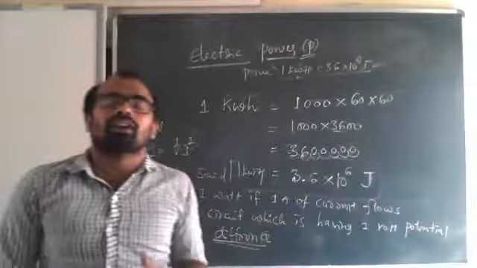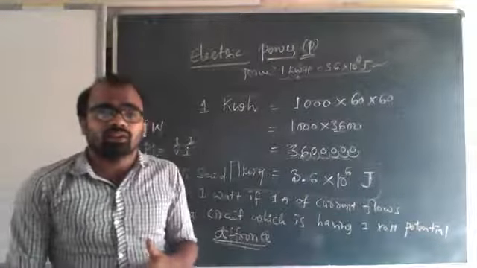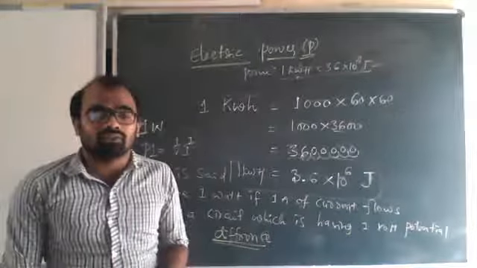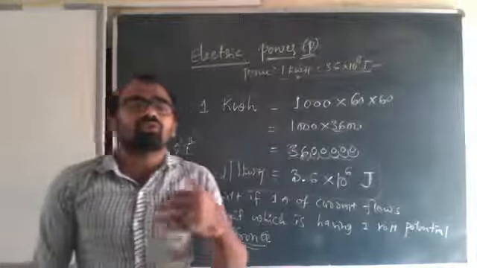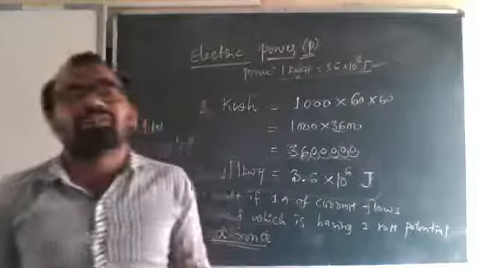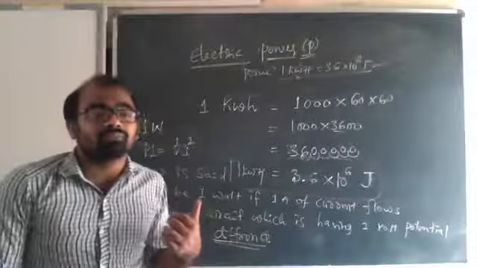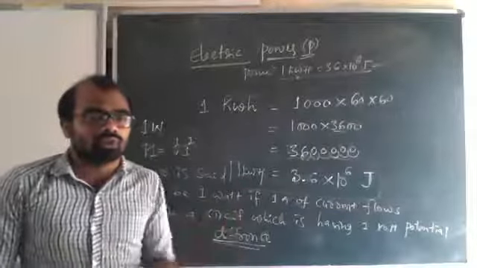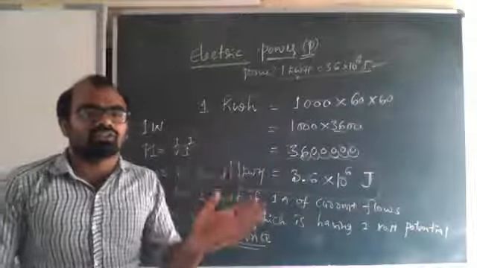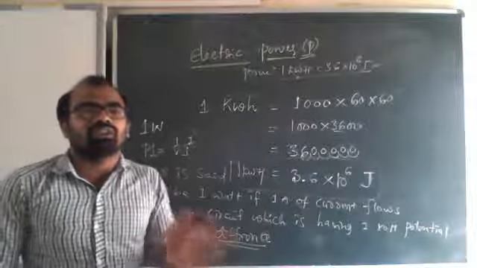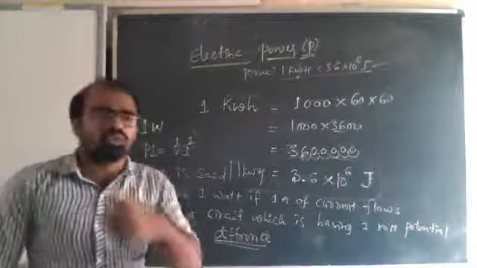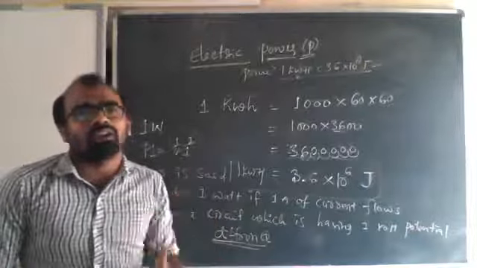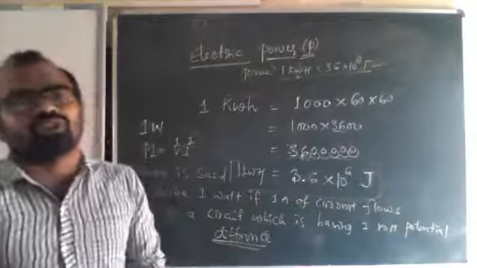Commercial unit of electrical energy, kilowatt hour. Don't forget. So 1 kilowatt hour equals 3.6 into 10 to the power 6 joules. How has it come? 1000 into 60 into 60, 1000 into 3600. So 36 lakh it becomes. Take the point from the last two after the first important number. So it will become 3.6 into 10 to the power 6 joules.